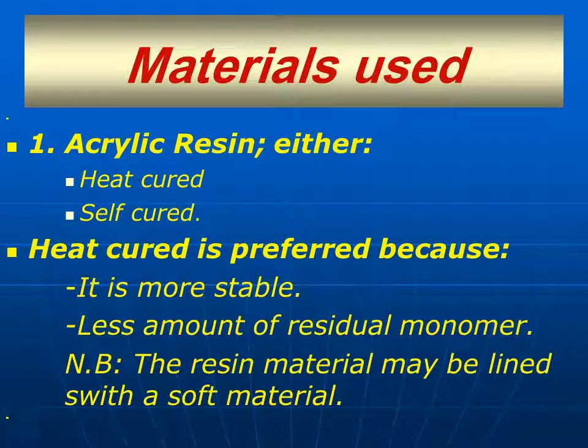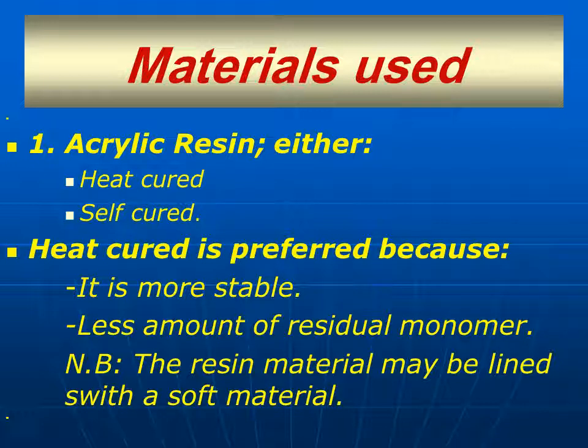Materials. There are different materials used for the construction of the stent. The most common one is acrylic resin, whether it is heat-cured resin or self-cured resin. However, the heat-cured resin is preferred because it is more stable, it contains less amount of residual monomer and therefore provides less irritation for the tissues.